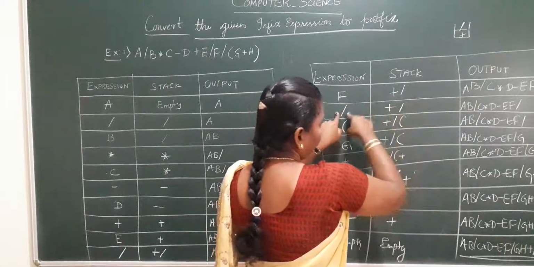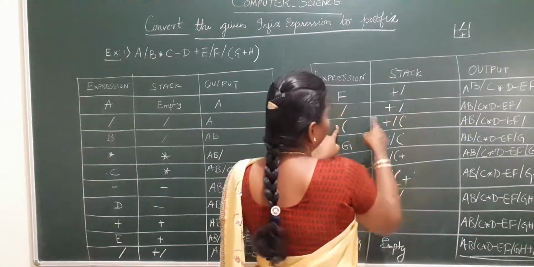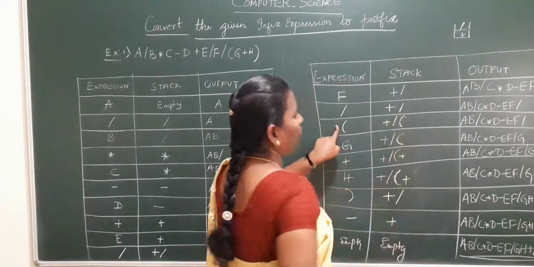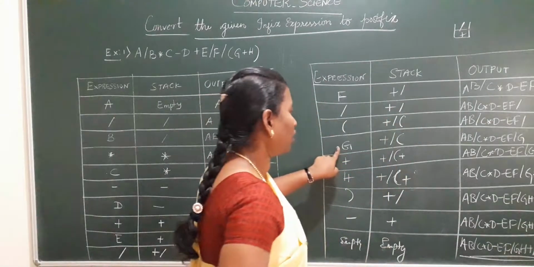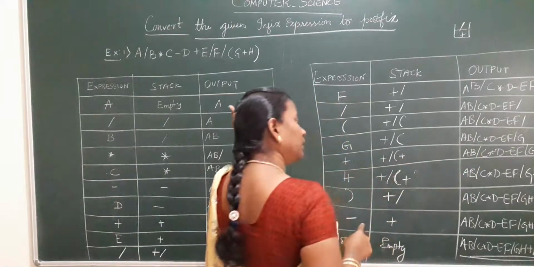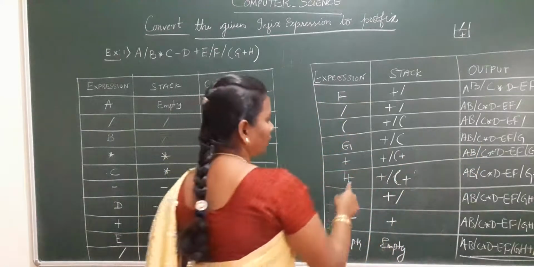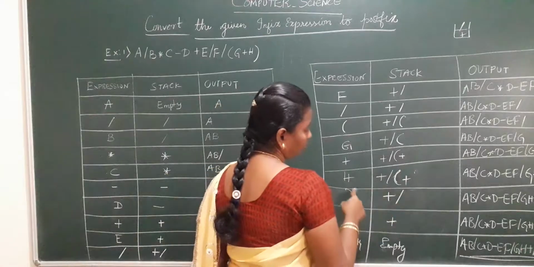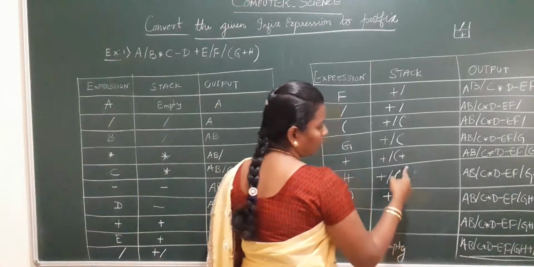Why? Because both are having equal priority. Next I have this, it will be as it is. Next I have opening brace. After opening brace I encountered G, again G will go to output. Then I have plus, it will go and sit in the stack. Then I encountered H, it will go to your output. Then closing bracket. So opening and closing bracket will get cancelled.